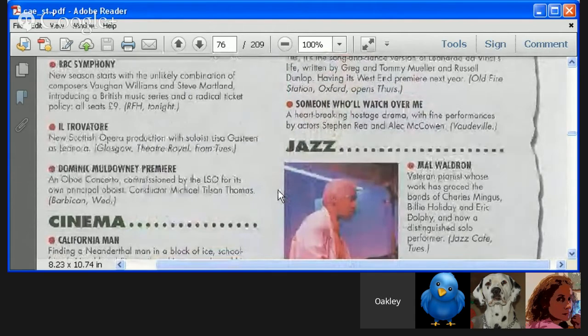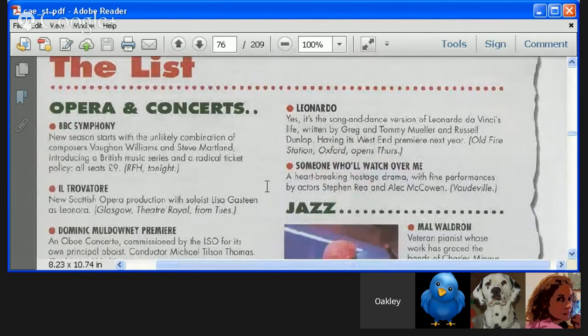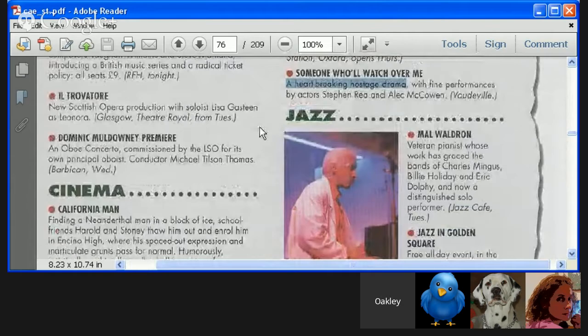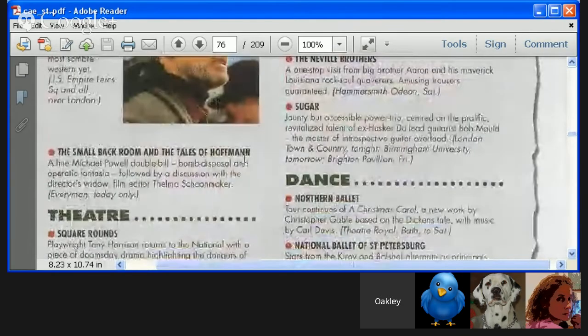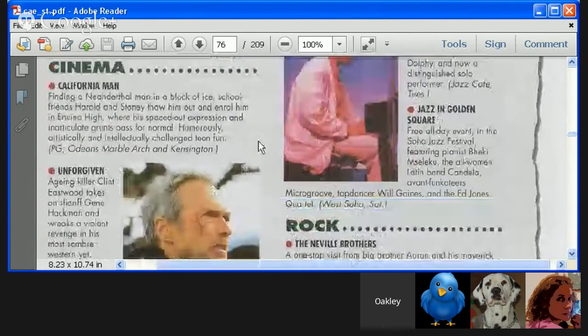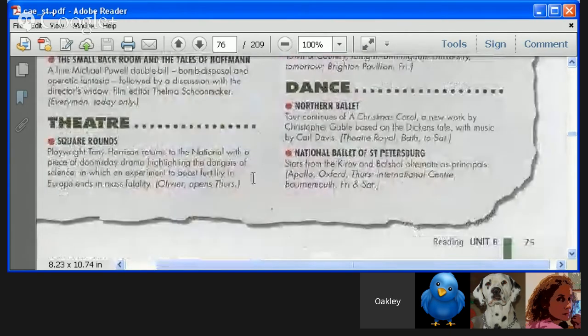okay, possibly, which would probably be some sort of play, or, oh, here, a heartbreaking hostage drama. All right, so there you go. What has to do with a tragedy? Okay, that's much more difficult. I can't even really think of how they're going to paraphrase or rephrase this. So I have to scan through and find something that's telling me about something really, really sad.